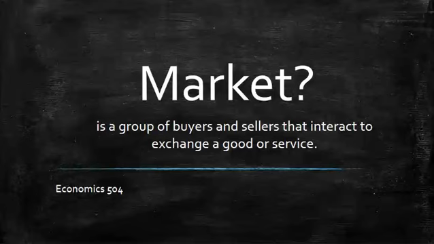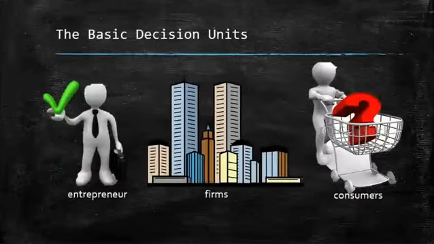So let's start first with what is market. Market is a group of buyers and sellers that interact to exchange a good or service. So these are all the basic decision units within a market. We have entrepreneur, we have firms, and we have consumers.